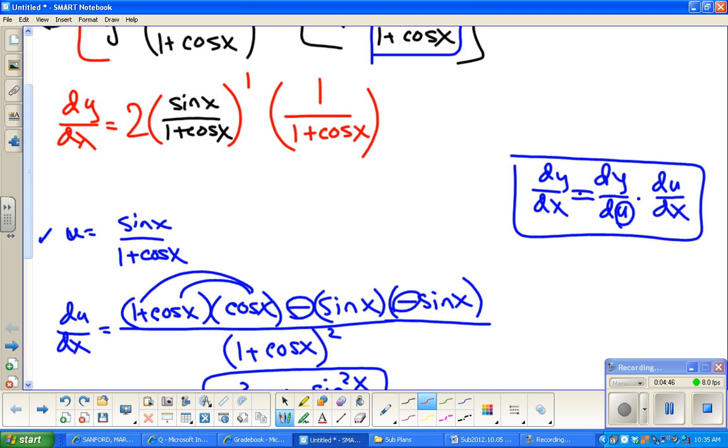So again, power rule, multiplied by 2 here, subtracted 1 from my exponent there, and then I'm multiplying by the derivative of the inside. This is the final answer.